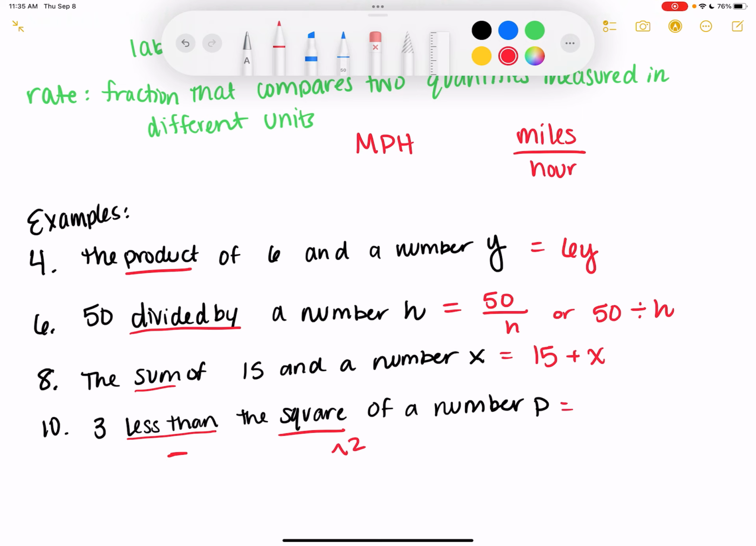So 3 less than the number p. So in this case, than p squared. What we're actually doing is we're going to flip it because it says 3 less than. So that means we take whatever number we had and we subtract the 3 from that. So what we're going to have in this case is p squared minus 3 because it's 3 less than whatever that value was.